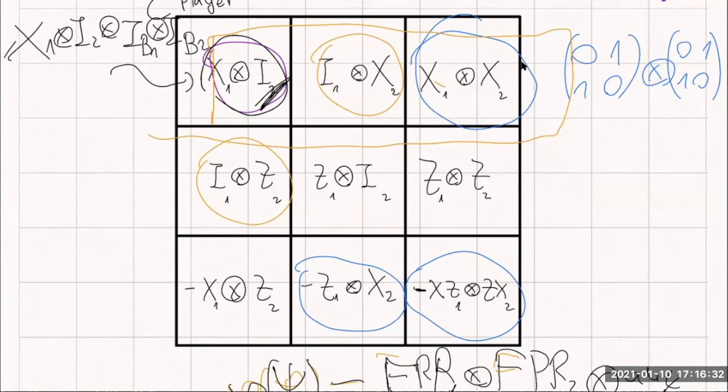So in some sense, when I ask the variable player for this square, I force the variable player to measure his left qubit according to x and do nothing to the right qubit.